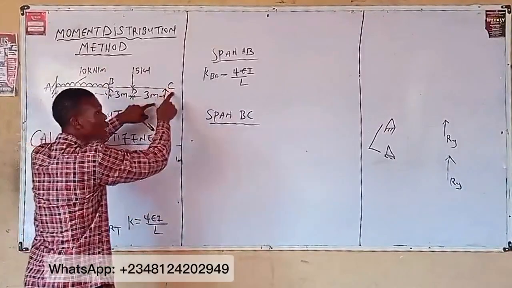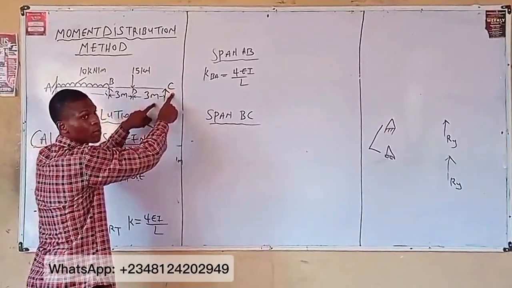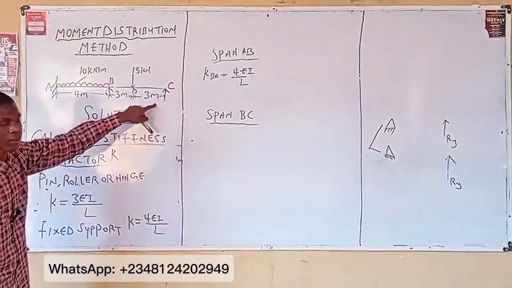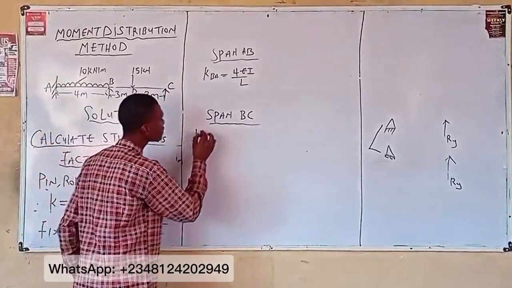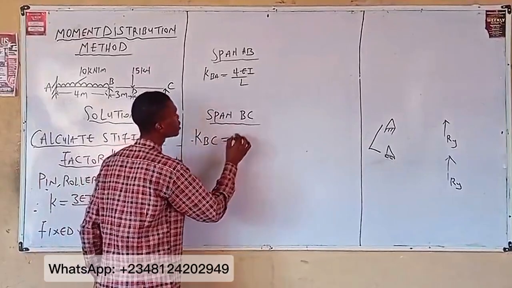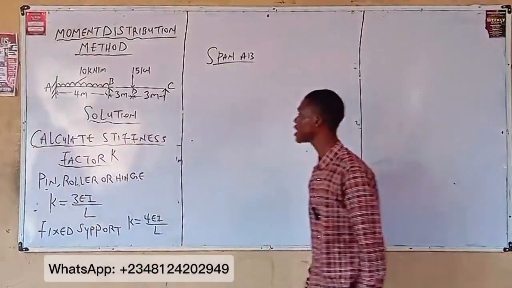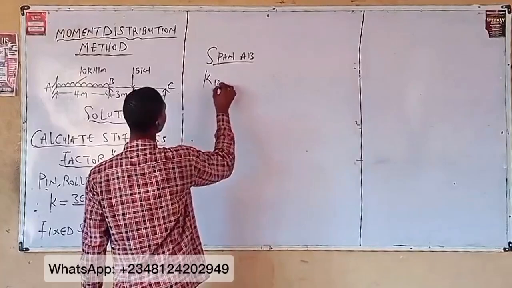Now say you're on point B to C. On getting to C, what type of support do you have? Pin support. What is the stiffness factor for pin support? 3EI over L, meaning that the stiffness factor of span BC is equal to 3EI over L.